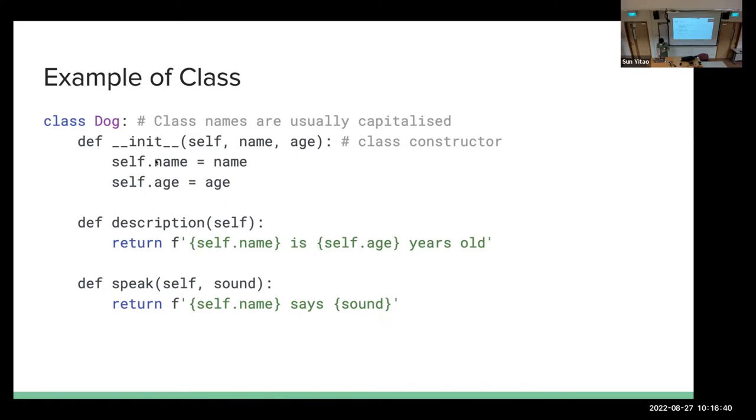So you assign variables to the class in the init function, where you assign self.name and self.age. Afterwards, within the class, you can access these two variables. For example, in the next description method, when I have this reference to the instance object itself, I have access to self.name and self.age. And the next one mixes in another parameter passed into that function, which is sound, and I can also have self.name here.